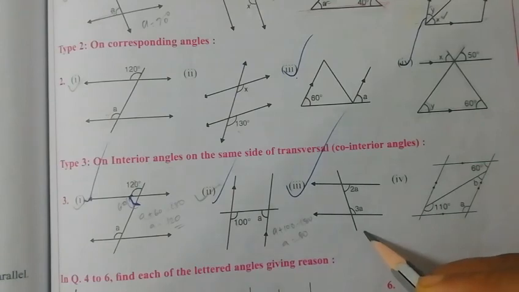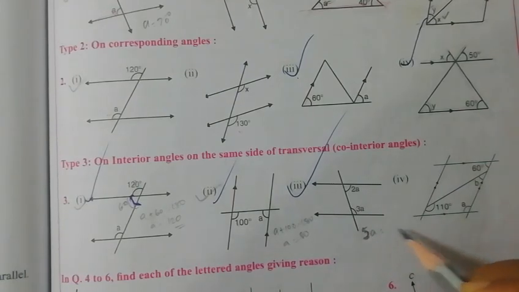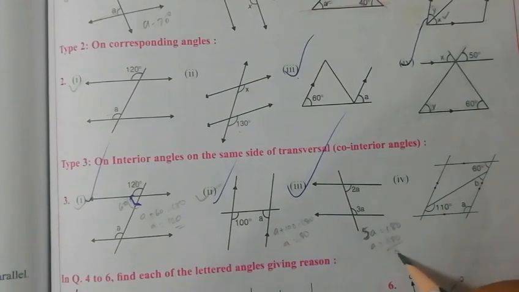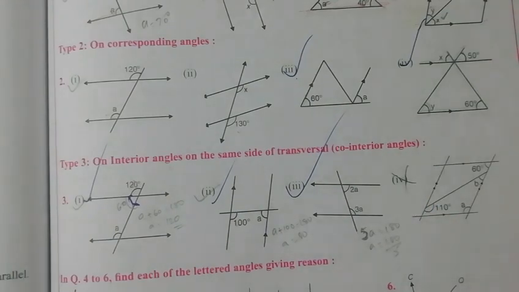2A and 3A are co-interior. 2A plus 3A, 5A. 5A is equal to 180. A is equal to 180 by 5. You can find that. There is no need. Okay.